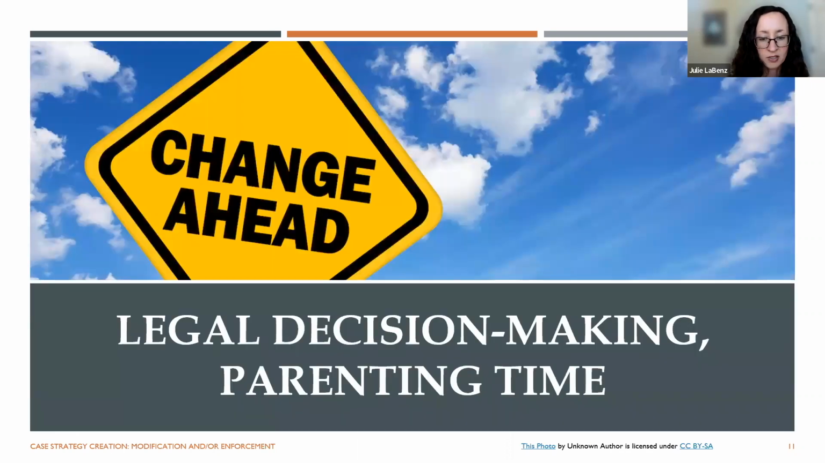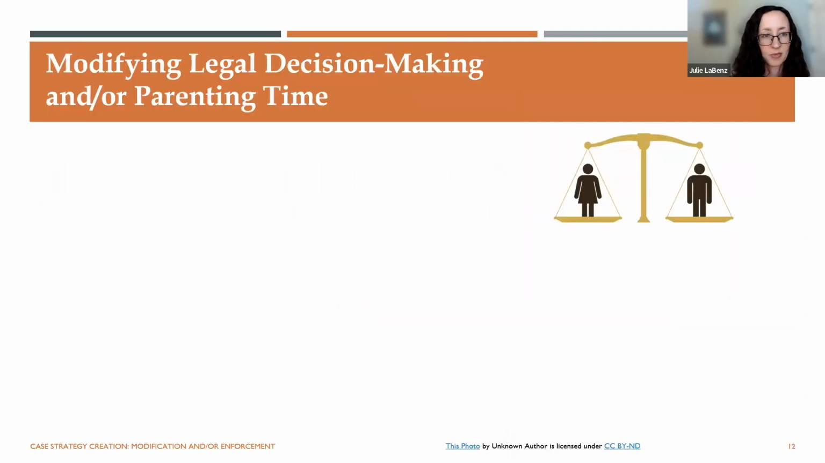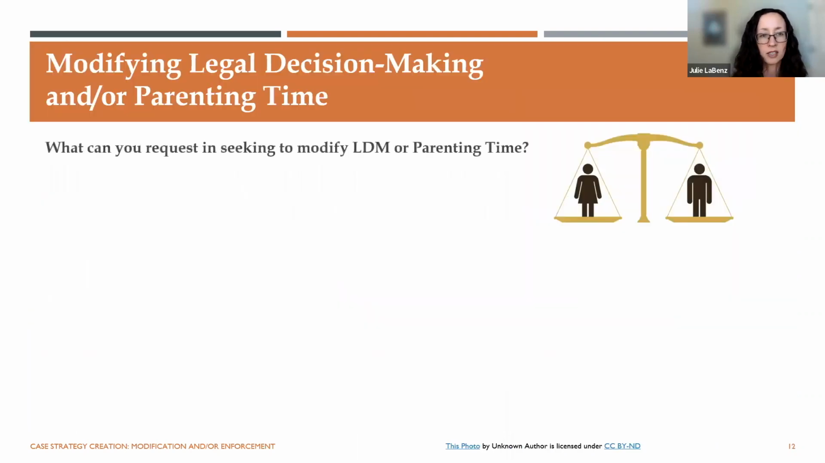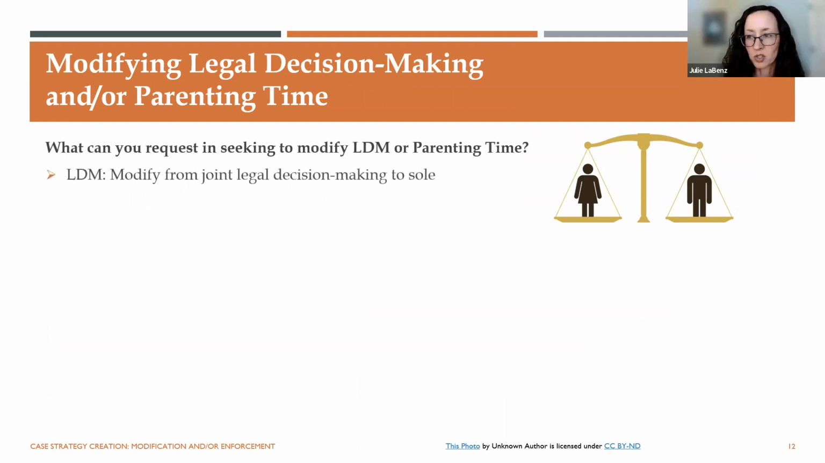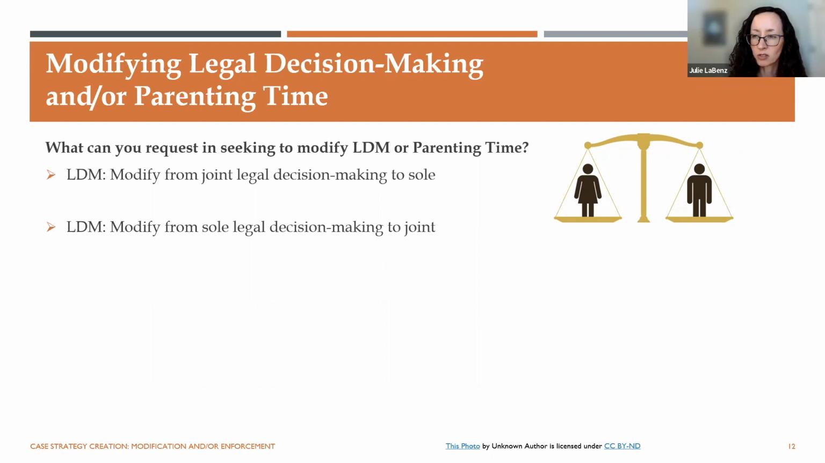All right, let's talk about legal decision-making and parenting time. If you're looking to modify legal decision-making or parenting time, what can you request? Well, for legal decision-making, which I've abbreviated to LDM, you can modify from joint to sole, or you can modify from sole to joint. And of course, this doesn't have to be on every single category of legal decision-making. You know, there's education, healthcare, religious training, and personal care decisions. Those are the four categories of decision-making within legal decision-making.